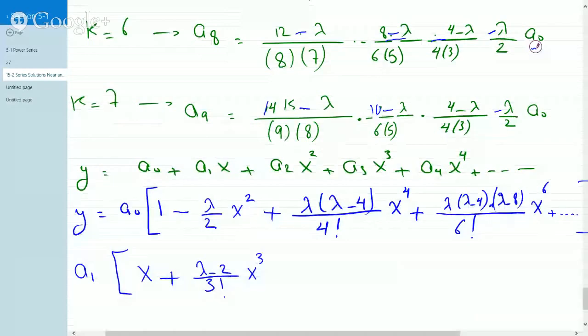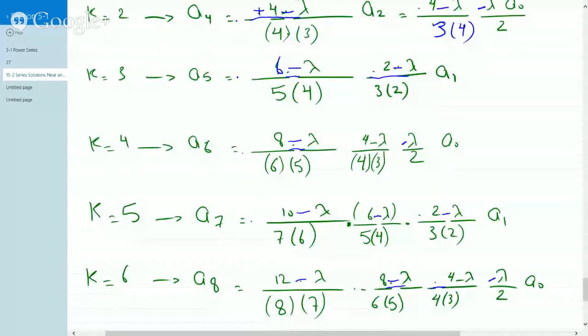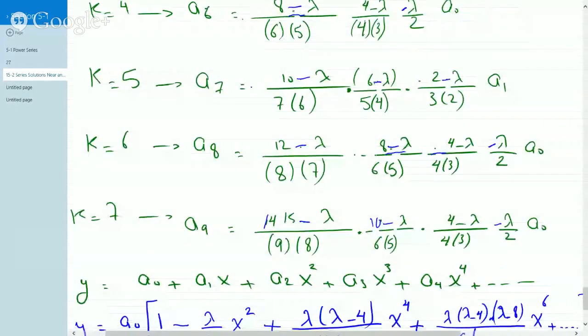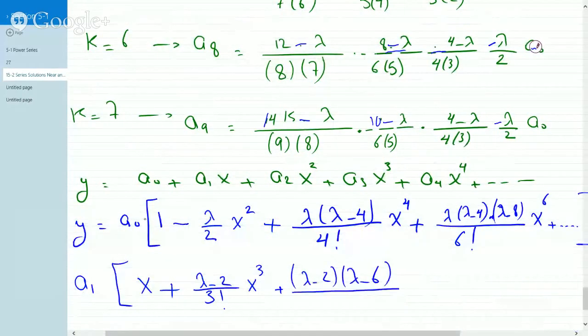And the third place is lambda minus 2, lambda minus 6, over 5 factorial, perfection. And this is just x to the 5.